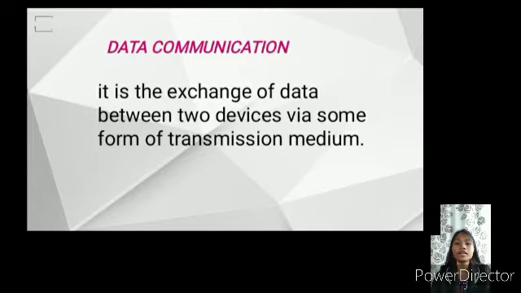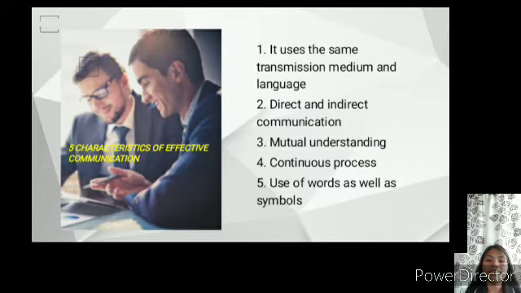For data communication to occur, the communicating devices must be part of a communication system made up of a combination of hardware and software. We have five characteristics of effective communication. First is the use of the transmission medium and language. Second, direct and indirect communication.